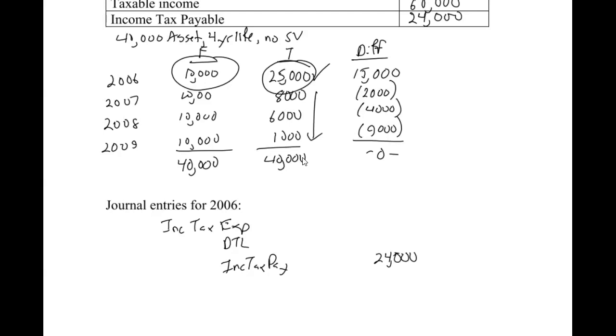All right, the DTL, remember, it's the tax on the difference. The difference is 15,000. So that is 6,000. And then our income tax expense by definition is just the net of our current and deferred taxes, and that's what we've got there. All right, so let's switch over to the top of the next page.